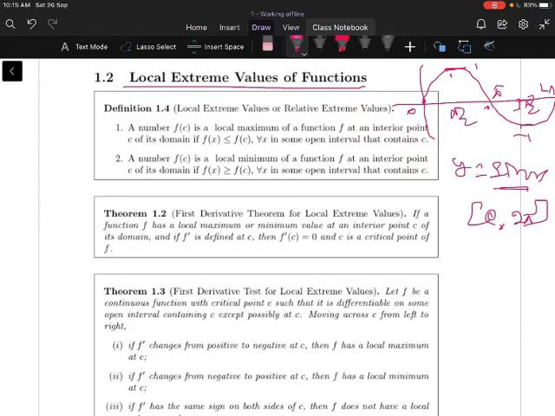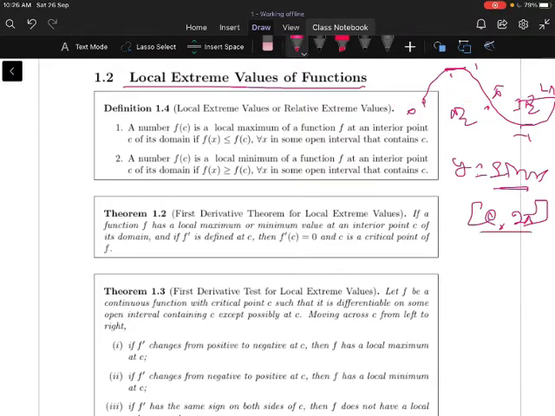Here, to define the local extremes, you should consider only what? 0 to 2 pi with open interval. Open interval means there are many values from 0 to 2 pi, and you should consider all the values from 0 to 2 pi except 0 and 2 pi. That's called an open interval.